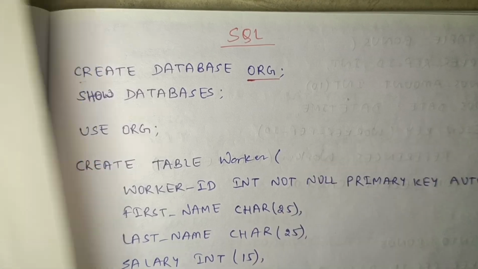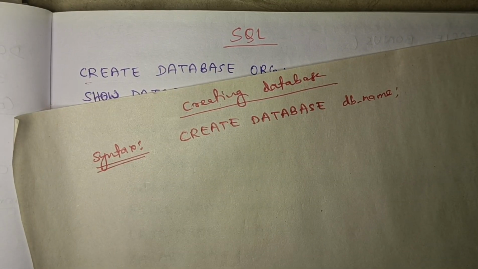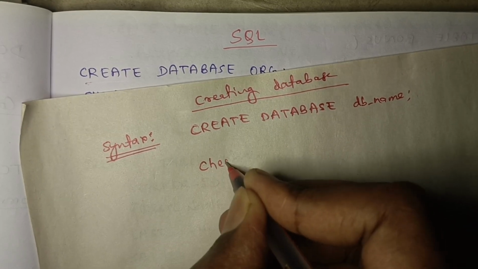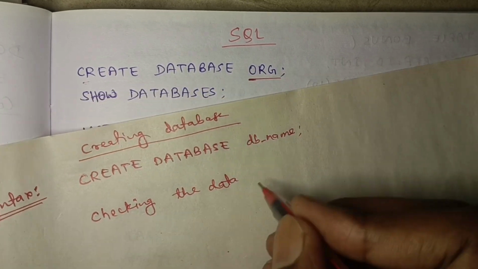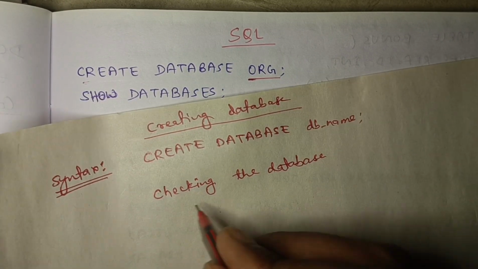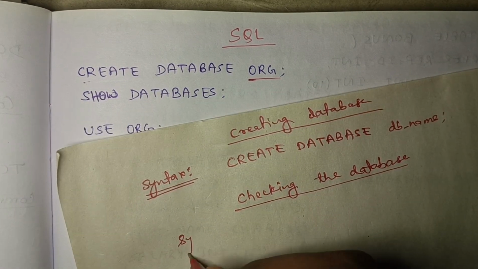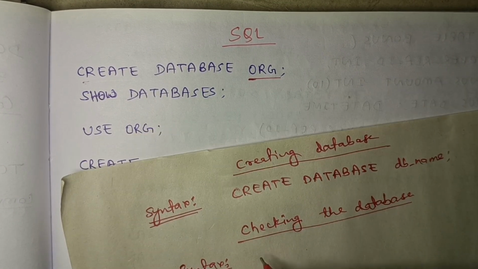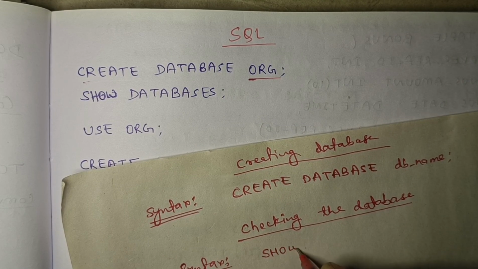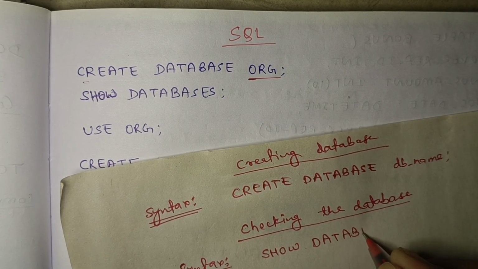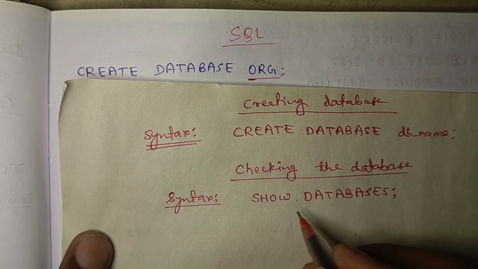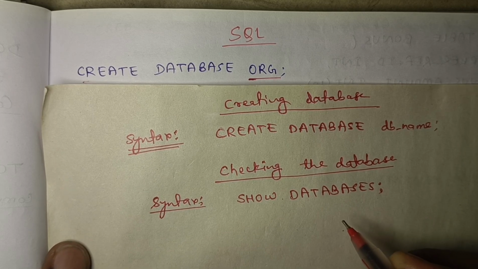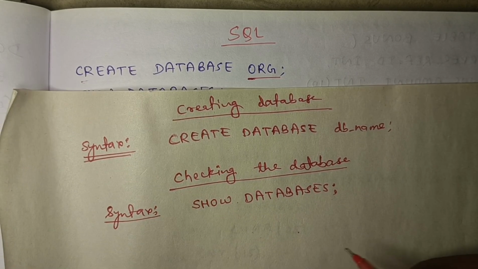In the next process, we want to know whether our database is created or not. We want to check that our database is created. For checking the database, our SQL command is show databases, semicolon. By using the command show databases, we can see all the databases stored in MySQL.